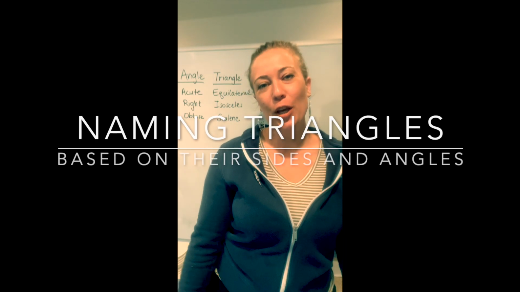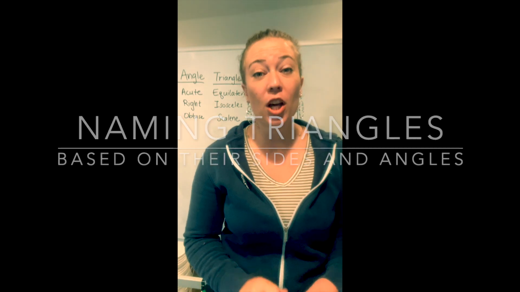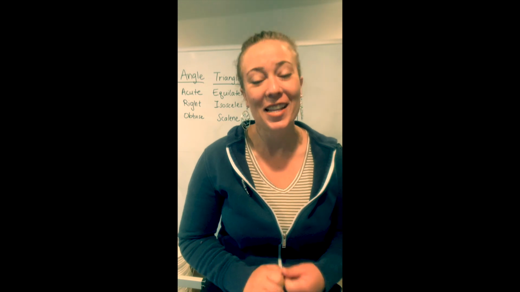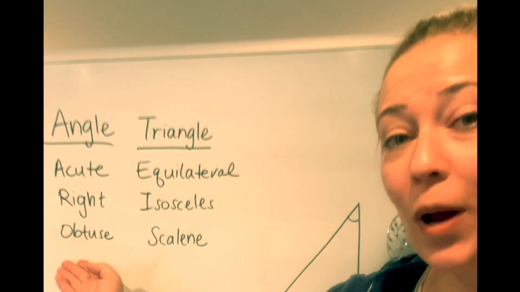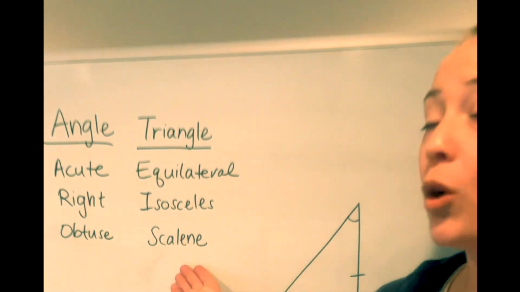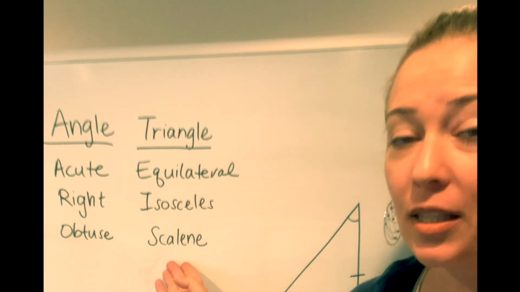Hello there, and in this video we are naming triangles based on their sides and angles. Let's get started. So remember, the angle types are acute, right, and obtuse. And the triangle types are equilateral, isosceles, and scalene.